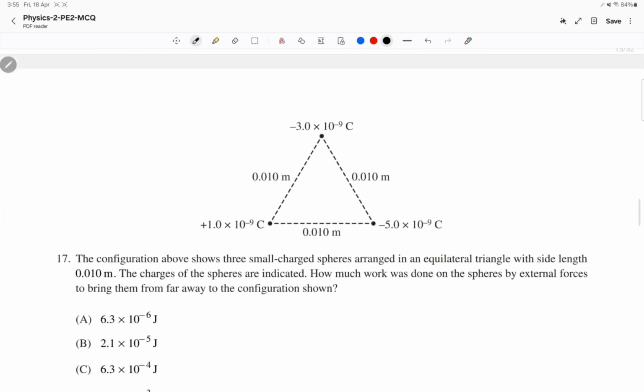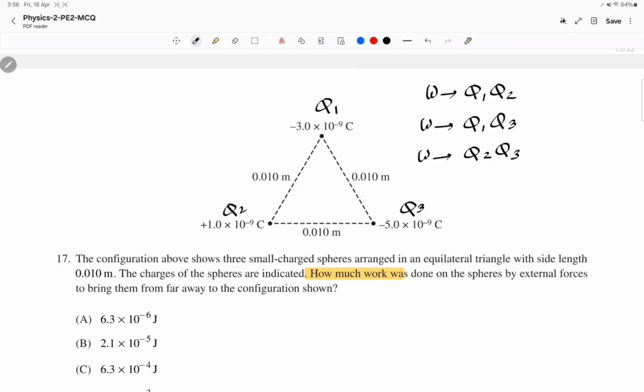17. You want to find the work? Fine. But you must do it for 3 different pairs. How so? I will call the charges Q1, Q2, Q3. You must find the work for Q1, Q2. You must find the work for Q1, Q3. You must find the work for Q2, Q3. You must then add them all up. And work is without any absolute value. So if the product of the Q's is negative, you must get a negative work.